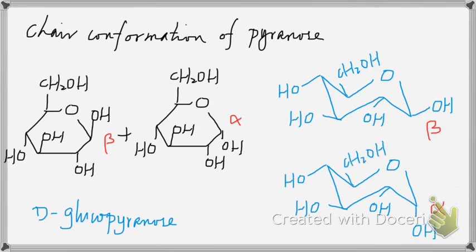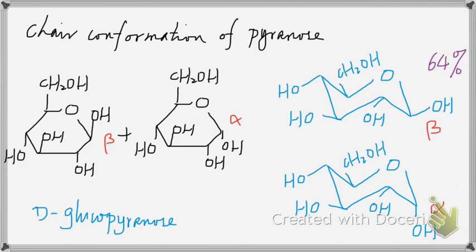For the alpha form, the carbon 1 OH is pointing down. So now, other than carbon 1, all the rest of the substituents will be on the equatorial position. But the carbon 1 OH now is on the axial position. Right? So the alpha form, we have one axial OH. Which one do you think will be more stable? Of course, the beta, because beta has all equatorial and alpha has one axial.